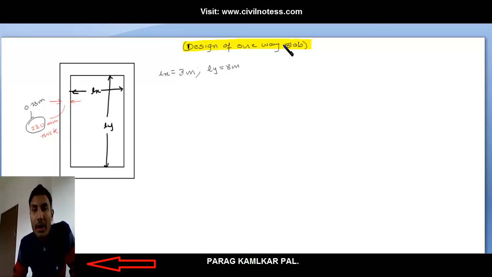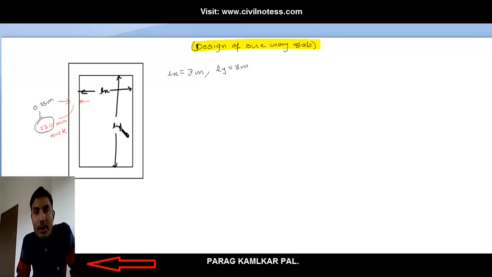Here you can see that I already drew this one-way slab. I have not properly shaded it, but I just show you these things that you see over here. This is the thickness, which is 0.23 m thick. Now I'm going to read my numerical, and with respect to that we are going to solve this.